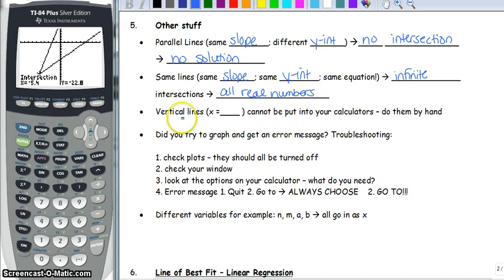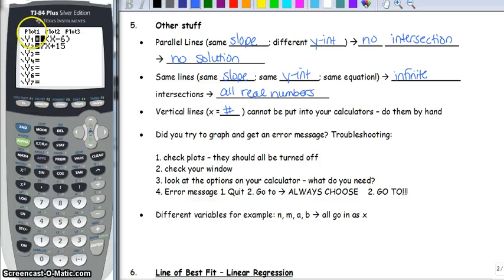If you have vertical lines, which is x equals some number, you can't put those into your calculator, so what you want to do is do them by hand. Yes, I know some calculators will do it for you, but not all will. So vertical lines, if it's x equals, then you need to do it by hand. Your calculator, if you go to y equals, all of your equations are set up so that it's equal to y. So if it's equal to x, you can't plug it in.